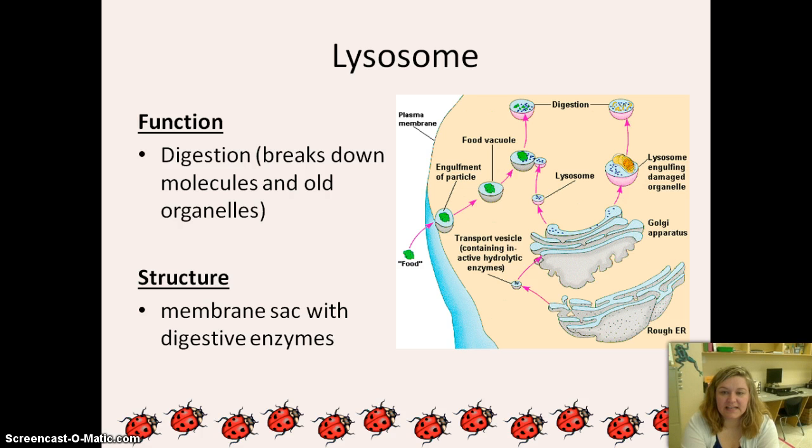Lysosomes are found in plant and animal cells. They help to break down molecules and also old organelles. They help get rid of stuff and clean up. Think lyso, Lysol. So they clean up waste. They're a membrane sac with some digestive enzymes in them. You see they've got these enzymes that are going to come together with this food vacuole and break down that food.